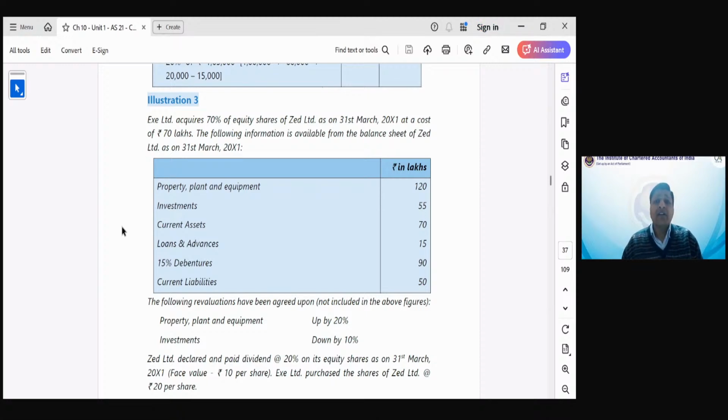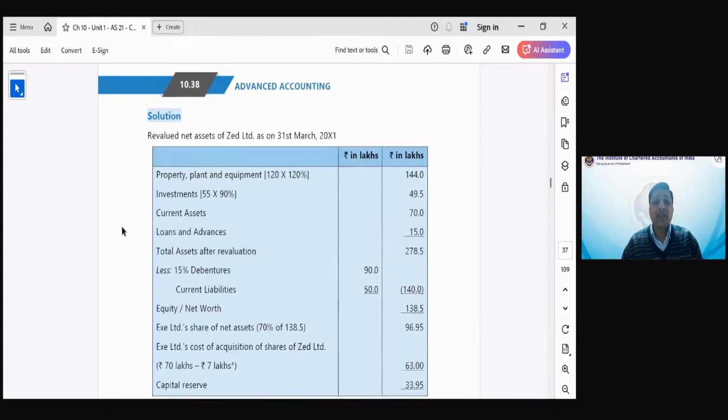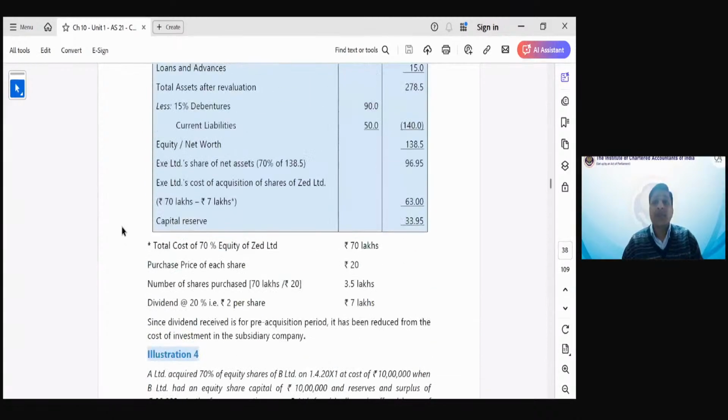So to begin with, we have this cost of investment available in the question, and that was 70 lakhs. But because a dividend has been paid out of pre-acquisition profits, we are required to reduce this cost of investment. Only then we will take this number for calculation of goodwill or capital reserve. Why? Because this reduction is required to be done on the date of acquisition.